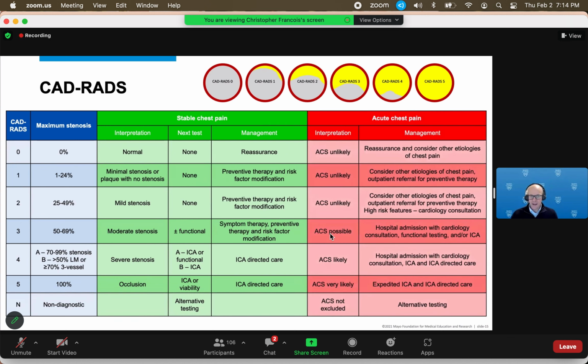And basically, the way CAD-RADS works is we first distinguish between stable chest pain and acute chest pain. The CAD-RADS scores are the same, whether it's stable chest pain or acute chest pain. It's really based on the severity of the stenosis. But the reason why it's important to distinguish between them is that the interpretation of the findings and the recommendations for what the doctor should do next are different for the acute chest pain and the stable chest pain patients.